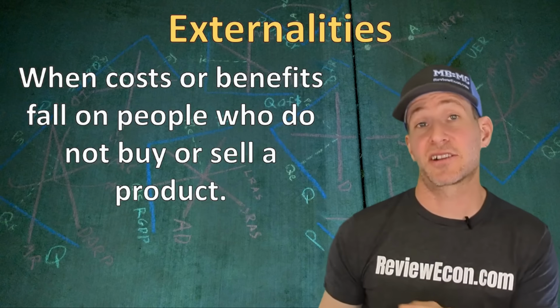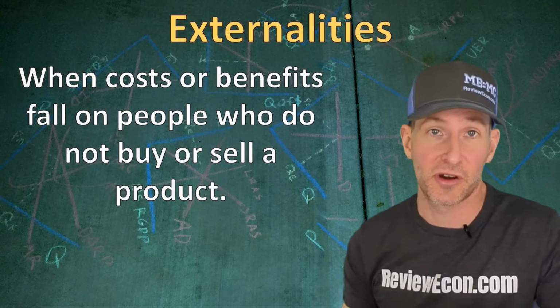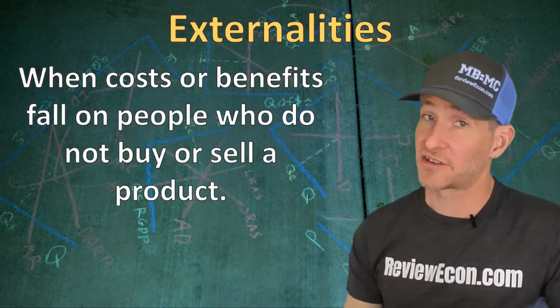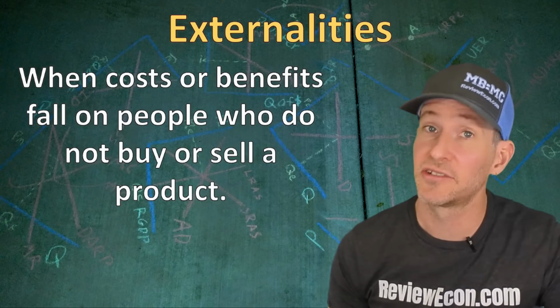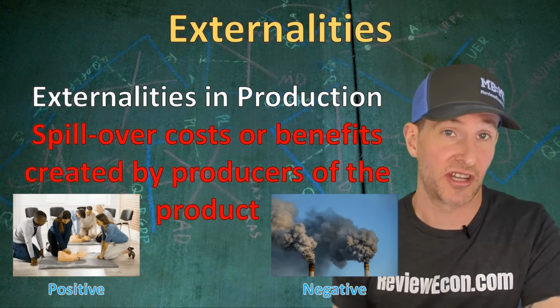Next, we're going to talk about externalities. Externalities occur when there are costs or benefits that fall on people who don't produce or buy a product. Externalities are a market failure and they lead to the creation of deadweight loss. Externalities can be in production or consumption.